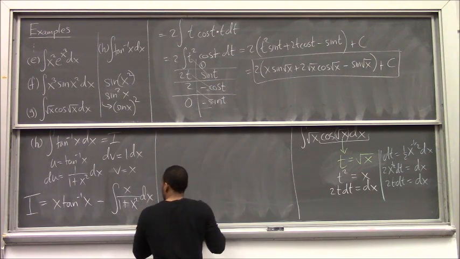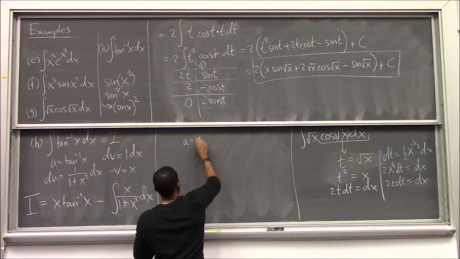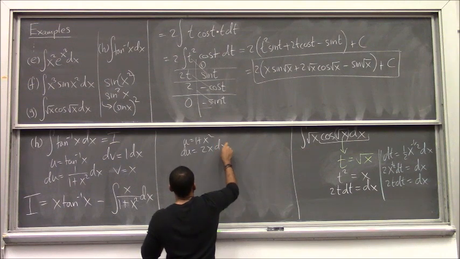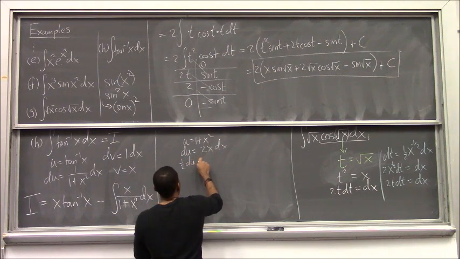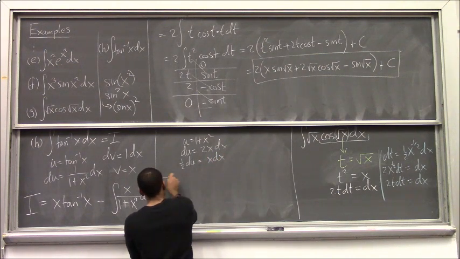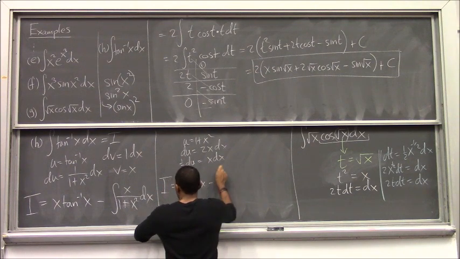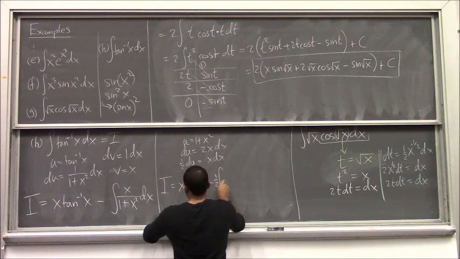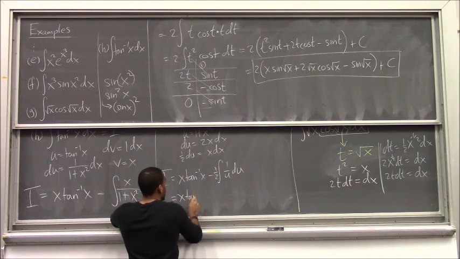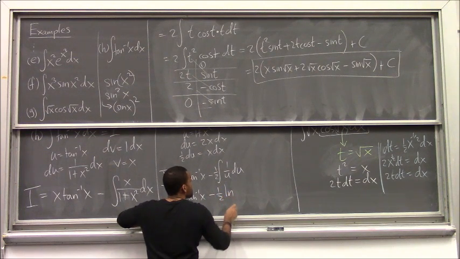And how do I do this integral? Substitution. What do I substitute? U is equal to 1 plus x squared. And so that's going to be your x dx. And so this I is going to be equal to x tan inverse x minus the integral of 1/2 1 over u du. Integral of 1 over u? ln absolute value of u.